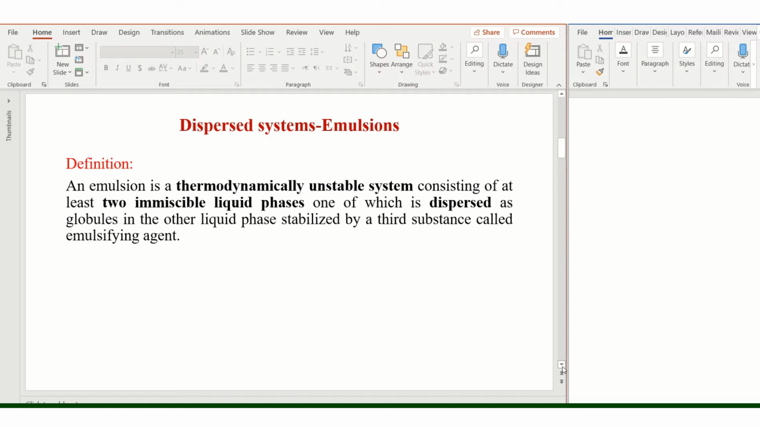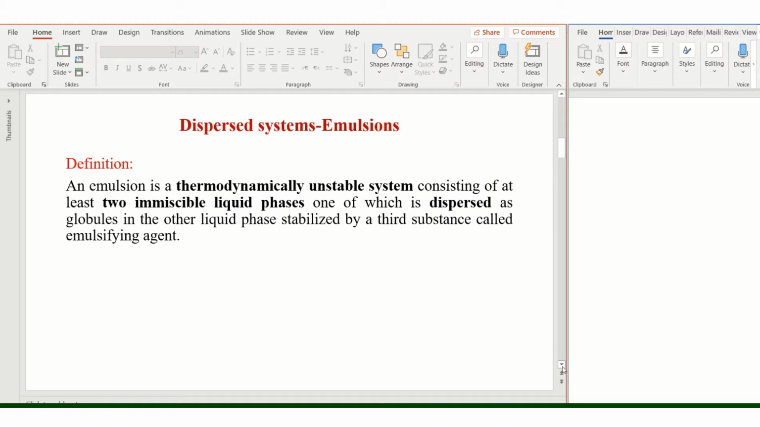Let's see the definition of an emulsion. Emulsion is a thermodynamically unstable system which has two immiscible liquid phases which are dispersed one in each other by means of an emulsifying agent. Here the emulsifying agent acts as a barrier between the two phases, the oily phase and the aqueous phase, and thus helping the oil globules not to fuse with each other, right? So this is the basic definition of an emulsion.